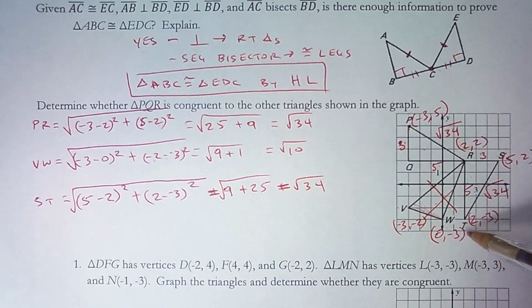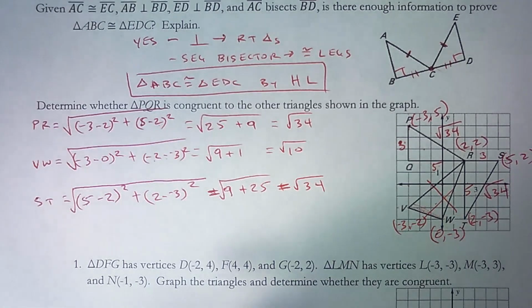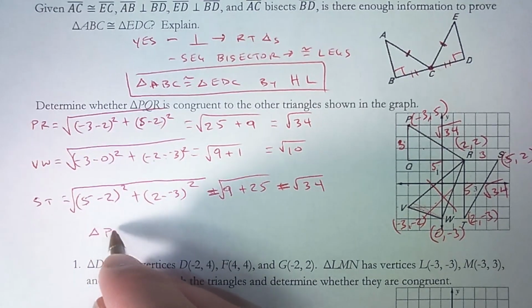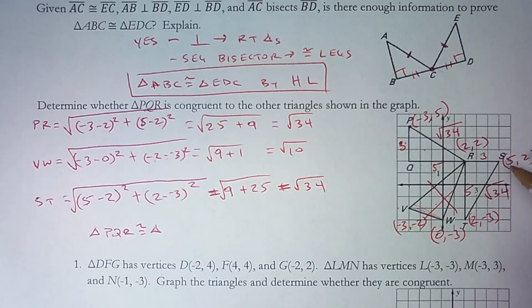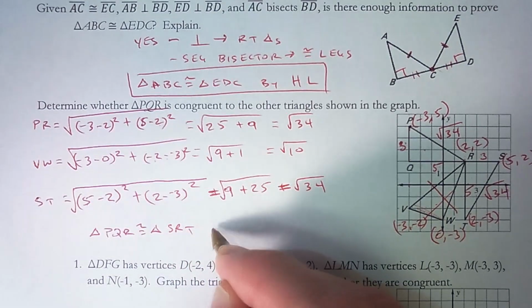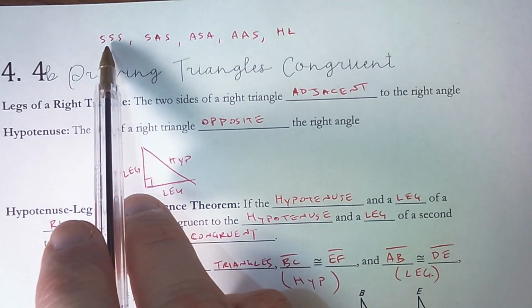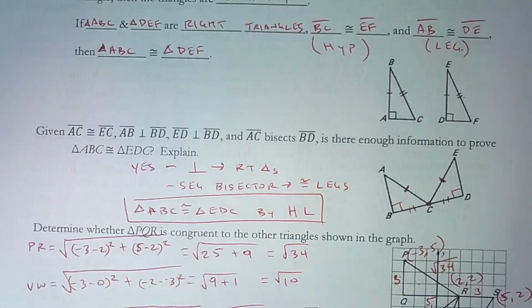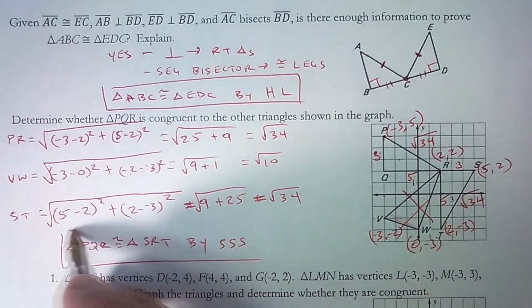It looks like 3, 5, and square root of 34 is on both of these triangles, so these two triangles are congruent. So triangle PQR is congruent to triangle STR. And one of these 5 reasons, well, it's all the sides that I checked. All 3 sets of sides are congruent. So they are congruent by side, side, side.